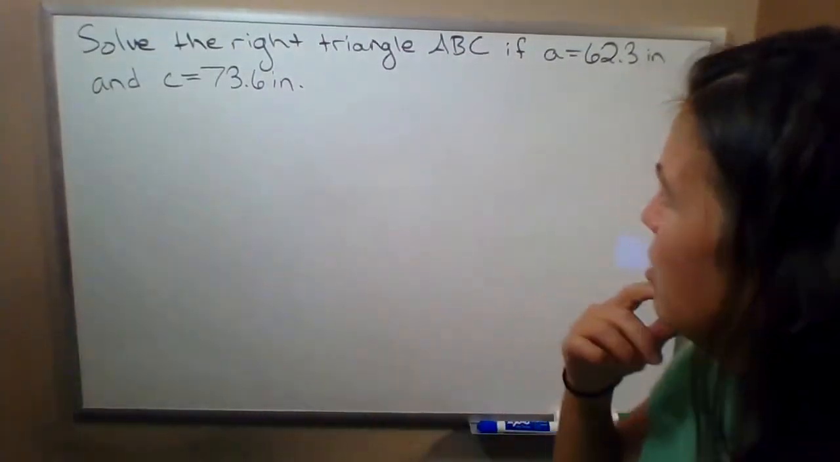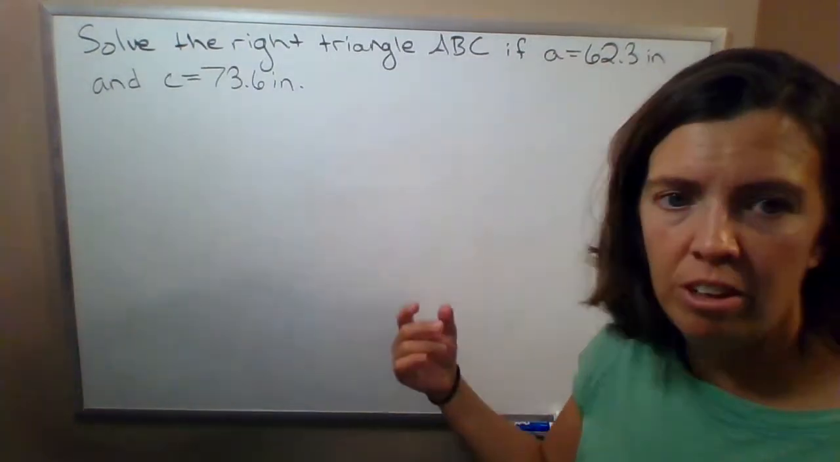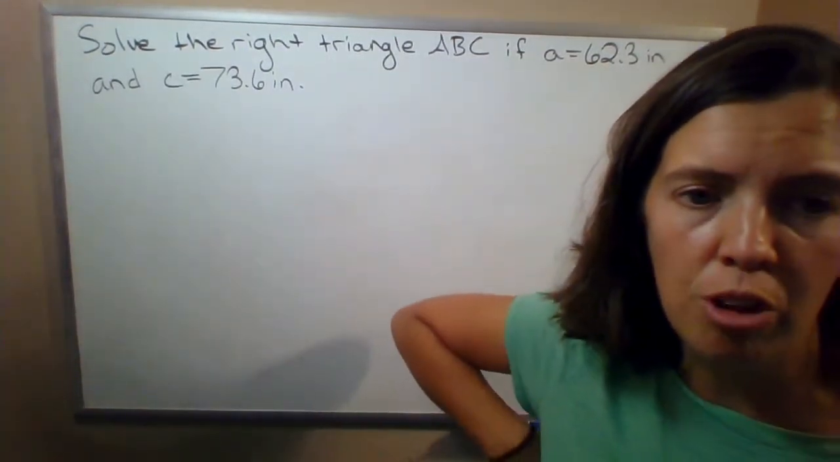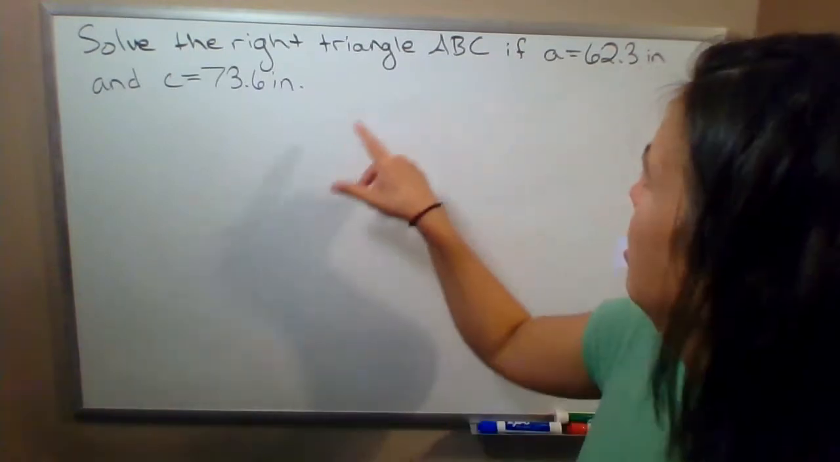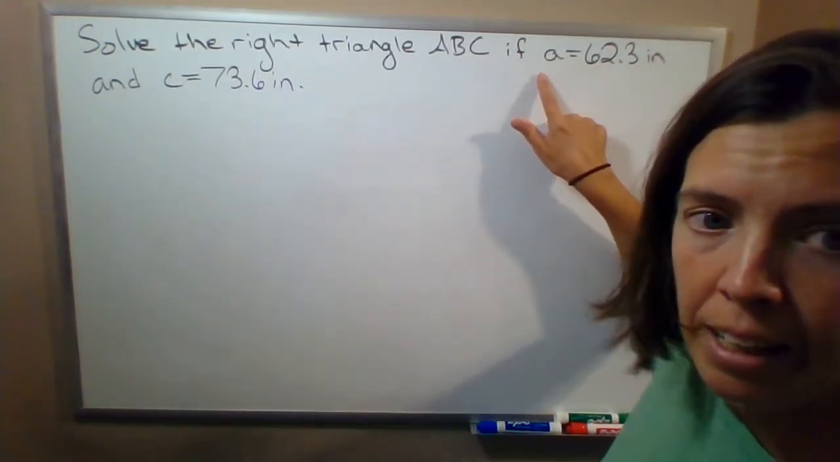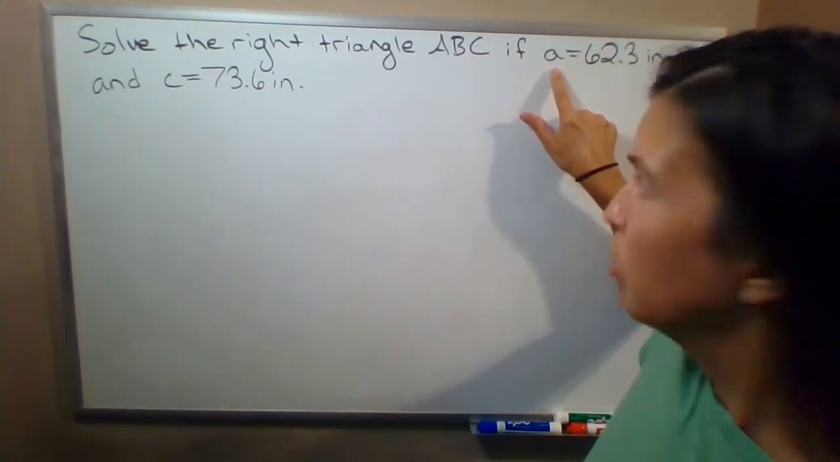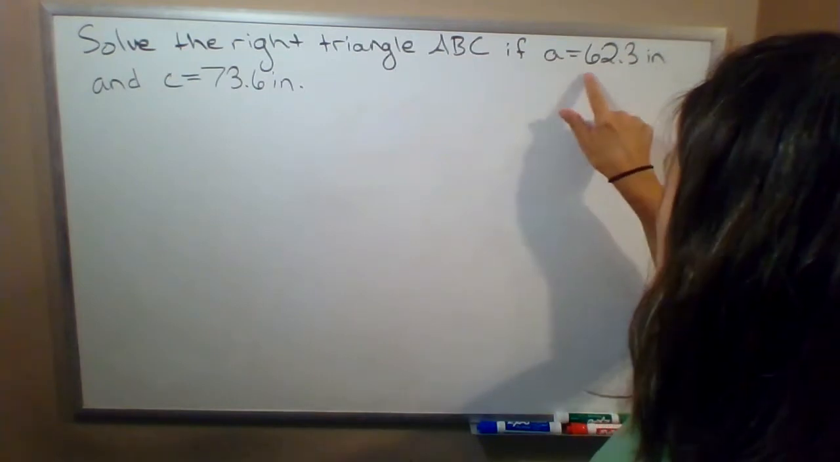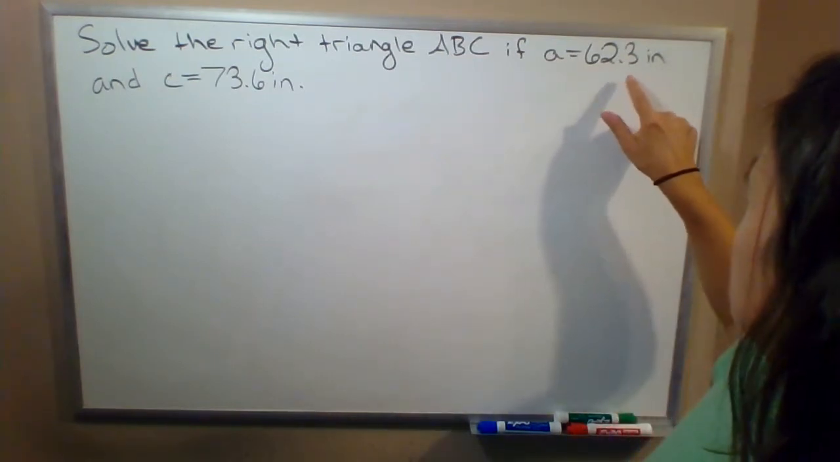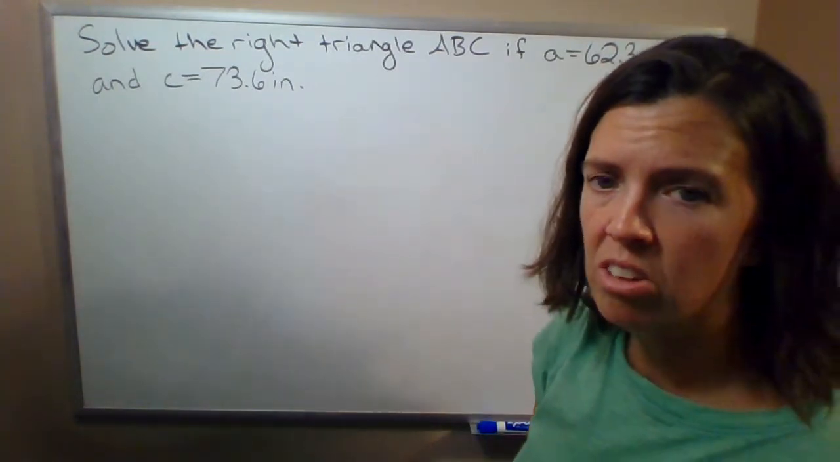In this example, you're asked to solve a right triangle, which means we're asked to find the lengths of the missing sides and the measures of any missing angles. So we're talking about triangle ABC, where side a, so the convention is that sides are always labeled with lowercase letters, measures 62.3 inches, and side c measures 73.6 inches.